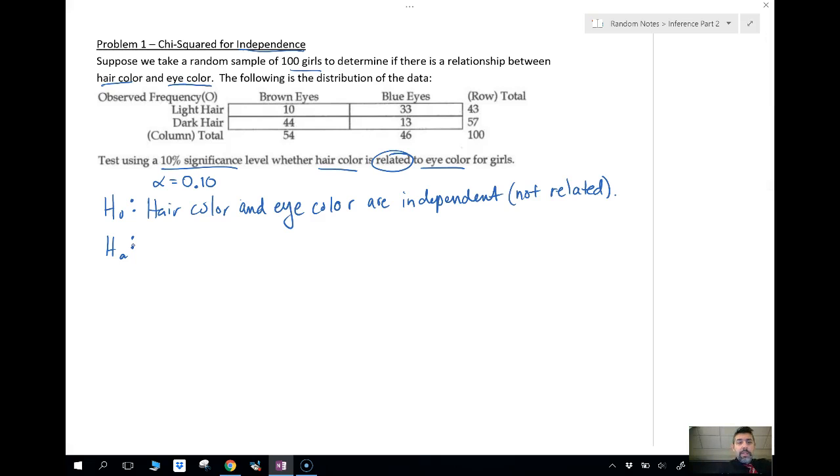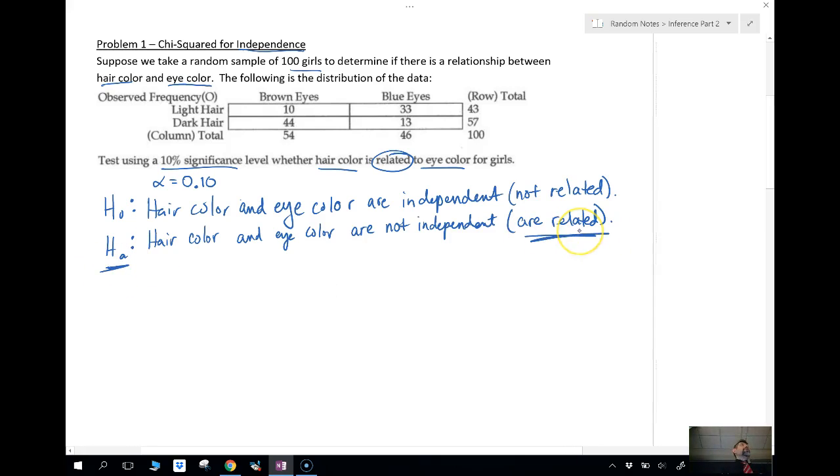Okay, the alternative hypothesis: hair color and eye color are not independent. We don't want to say dependent, just say are not independent. So they are related. You can just say are related. Now it's up to you. You can use different terminology. You can say hair color and eye color are related instead of using the word independent at all. Sometimes students get confused on which one is supposed to be independent and which one's supposed to be not. Just remember that the alternative is always about a relationship.